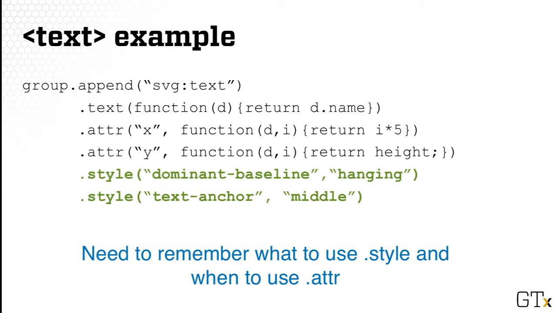The unfortunate thing about style is that you will need to remember when to use .style and when to use .attr. For example, here for text, you can use .attr to set the text block's x and y coordinate, while you need to use .style to change the dominant baseline and text anchor. So unfortunately, you really need to remember when to use .style and .attr. There's not really a good way around it.